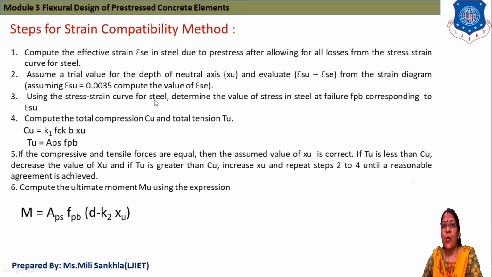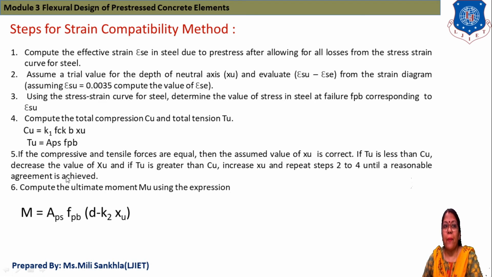Using the stress strain curve for steel, determine the value of stresses in steel at failure, FPB, corresponding to epsilon SU. Now we compute total compression Cu and total tension Tu. Cu is equal to K1 FCK B XU, and Tu is equal to APS, area of prestressing steel, times FPB.